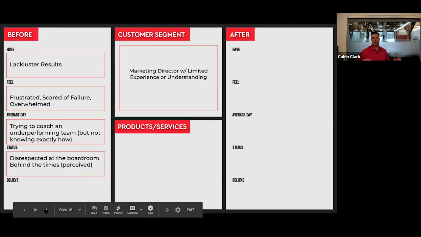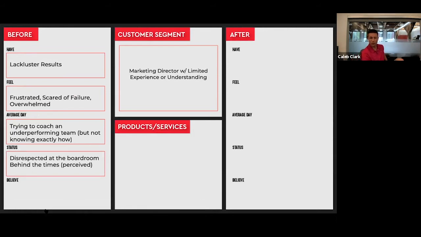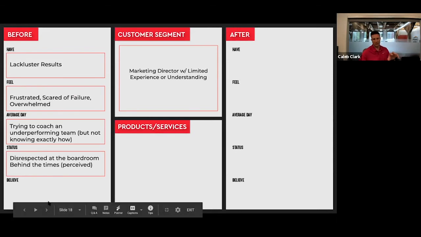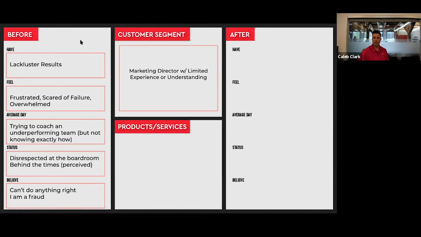Their status is, again, this is perceived, but perhaps they feel disrespected in the boardroom. Maybe they feel that people are looking at them and saying, hey, this marketing director is a bit behind the times, and they ought to catch up. And they might believe that, doesn't matter what I do, I can't do anything right, I'm a fraud, I shouldn't be in this position, right?